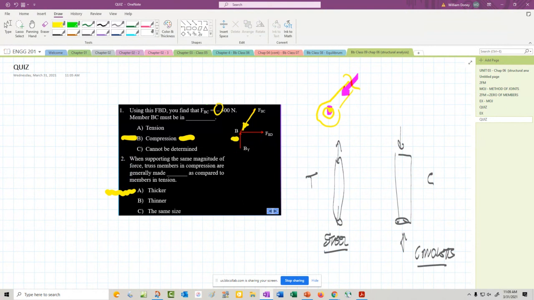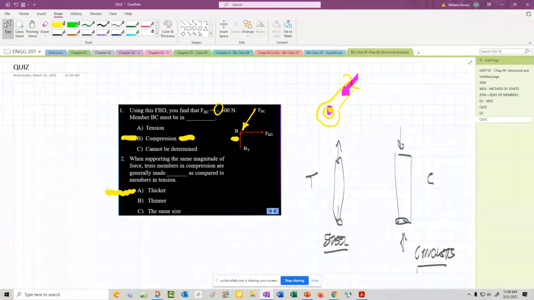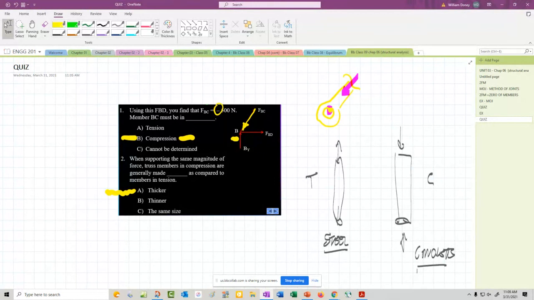Okay? All right, good stuff. I hope you enjoyed that class. I actually really like all of this topic for statics. But I really like this method of joints because it's like, oh, we're really analyzing something of substance here.